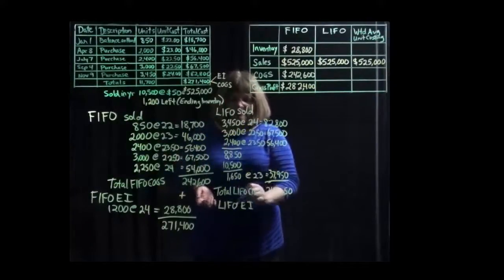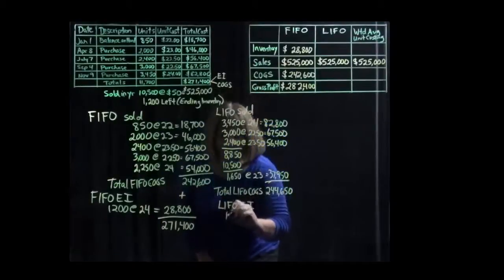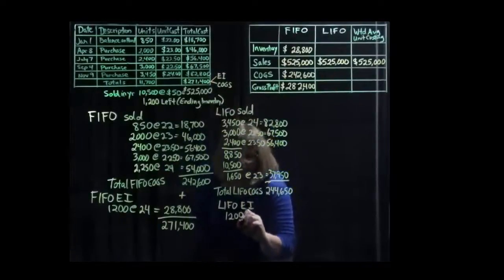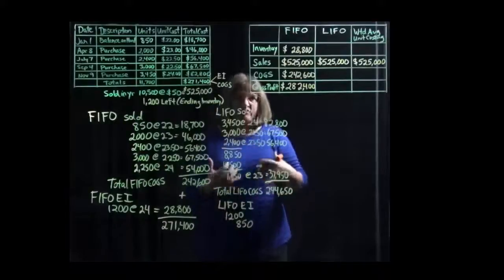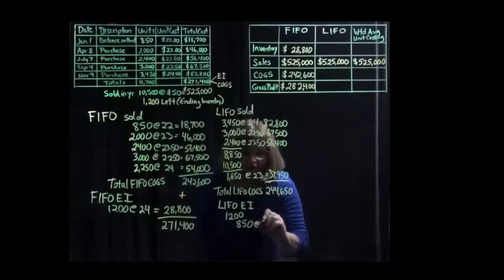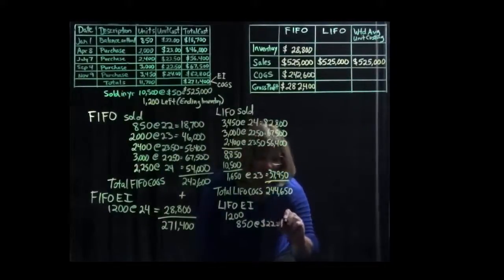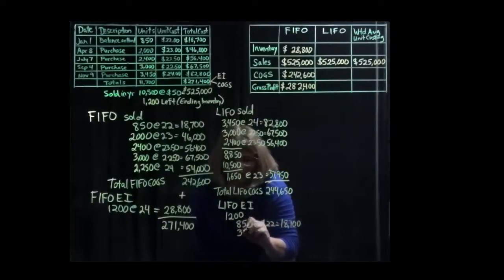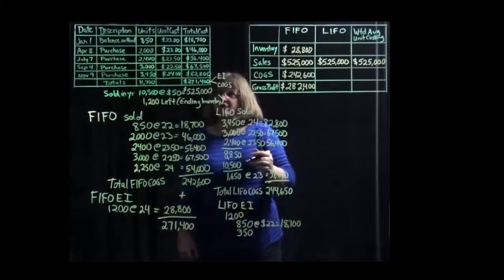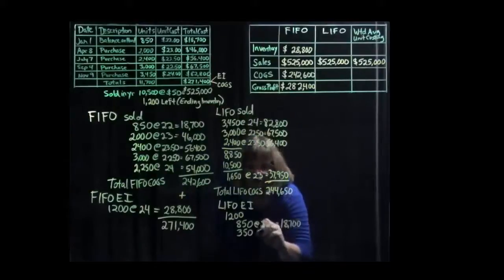And so we're going to take the 1,200 units, and we're going to say, okay, the first 850 of those units were what we started with. That's the bottom of our pile, and we still have the bottom of our pile left. And so we still have 850 units that cost us $22 for a total of $18,700. And then we still have 350 from that next oldest purchase, the April 8th purchase, which were at $23 each.